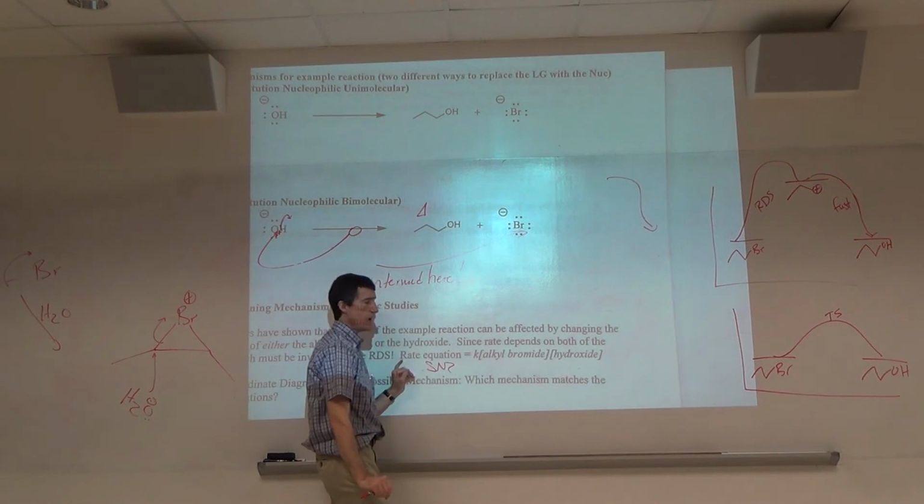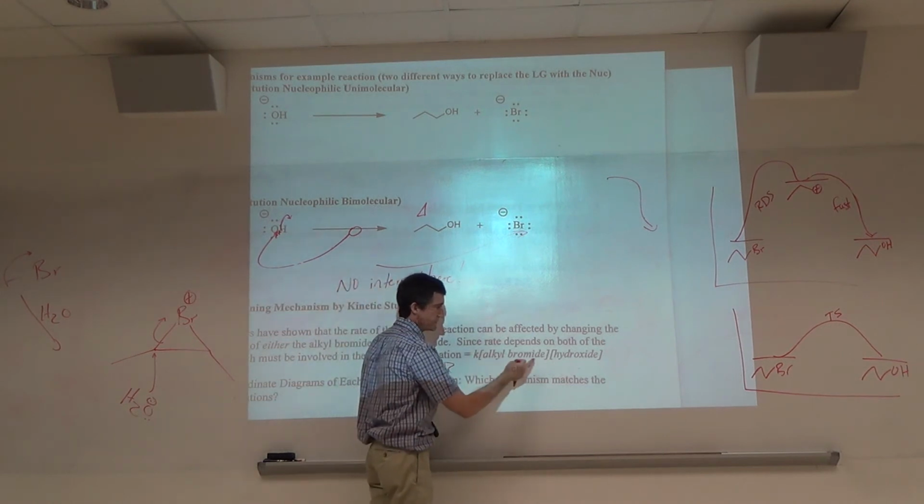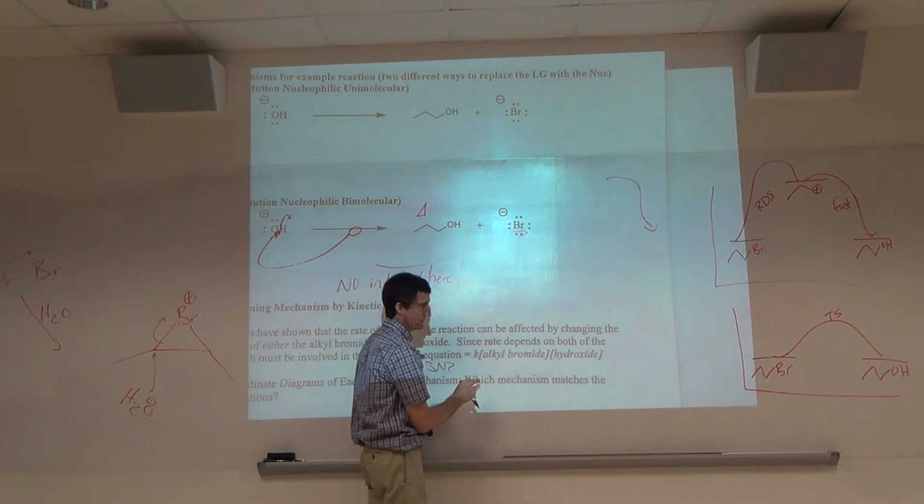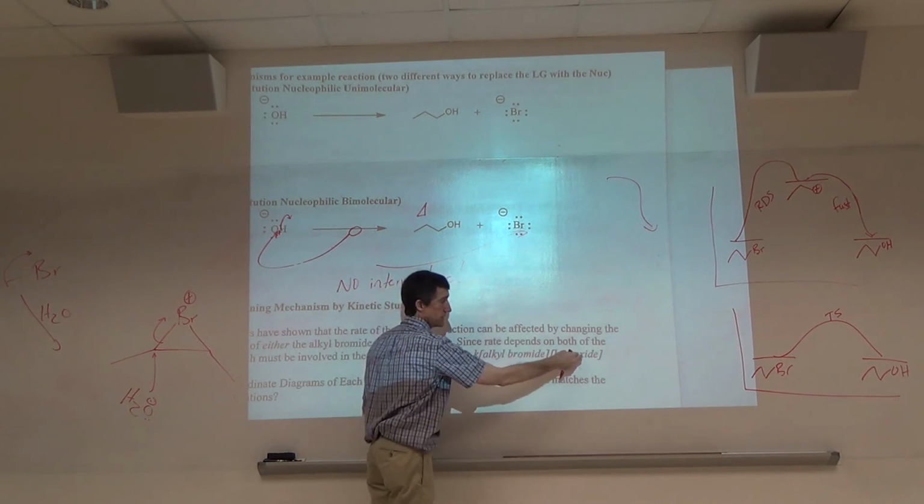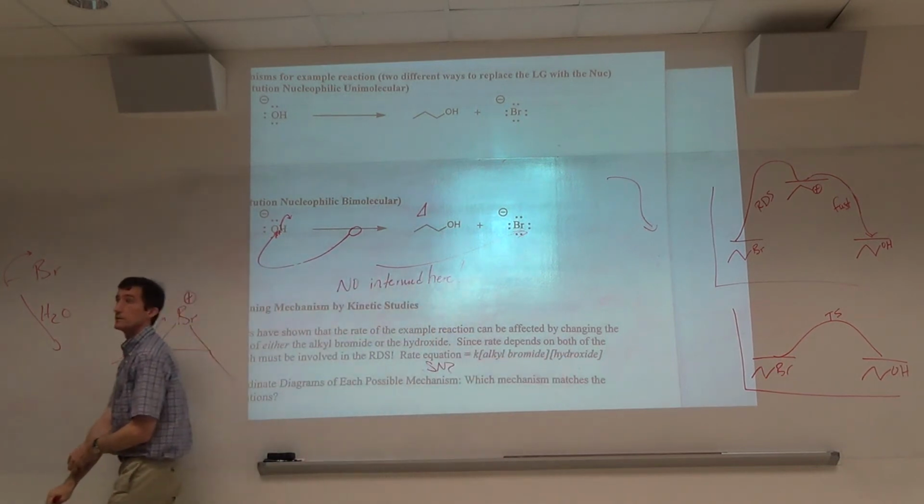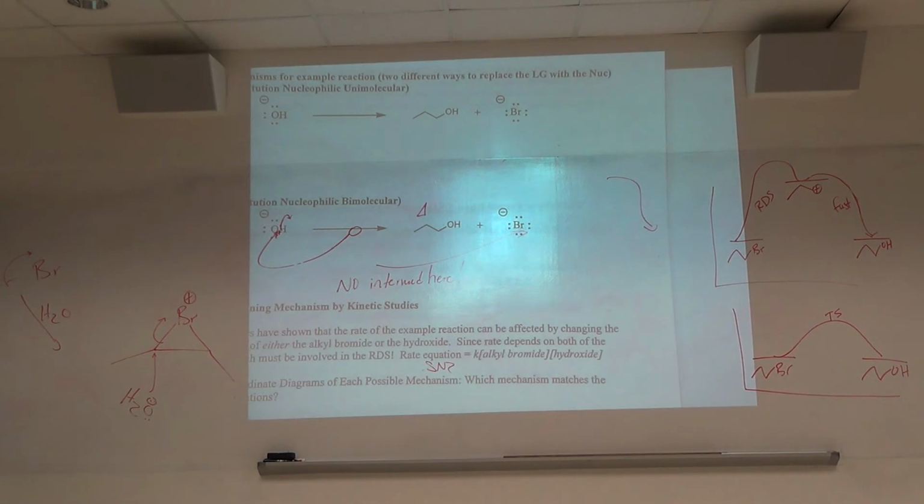If it was SN1, it would just be constant times which one? Just that, because that's not in the rate determining step. Question: will the SN1 substitution always get the primary carbocation? No, you'll never have a primary carbocation. I showed you that way, but that ain't the way it happens here.